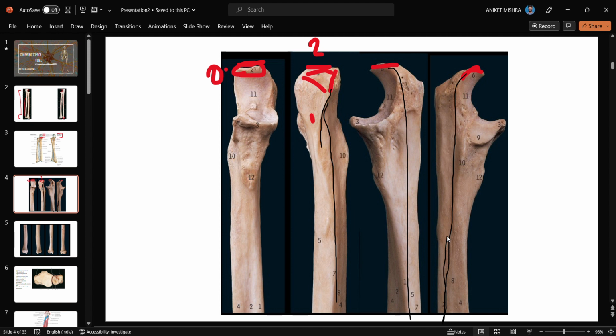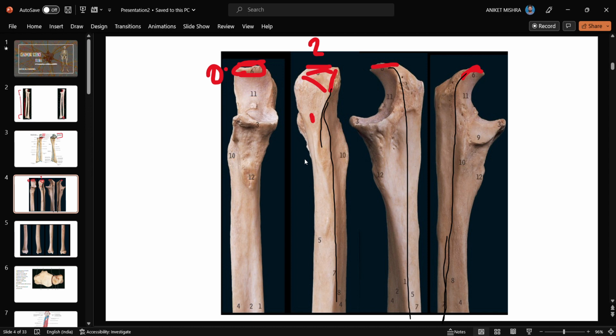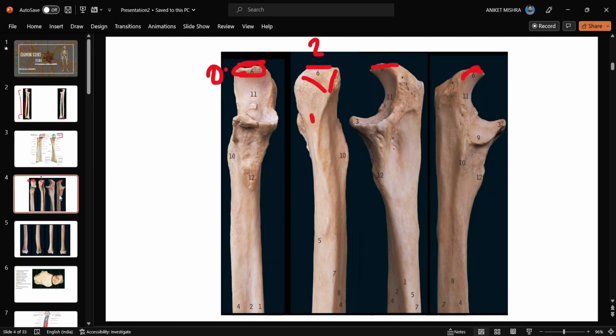Coming to the coronoid process, this is the structure. It is the coronoid process. The coronoid process projects forward from the shaft just below the olecranon process, and it also has four surfaces, namely superior, anterior, medial and lateral. So let's come again to the previous image. Let me remove all this.